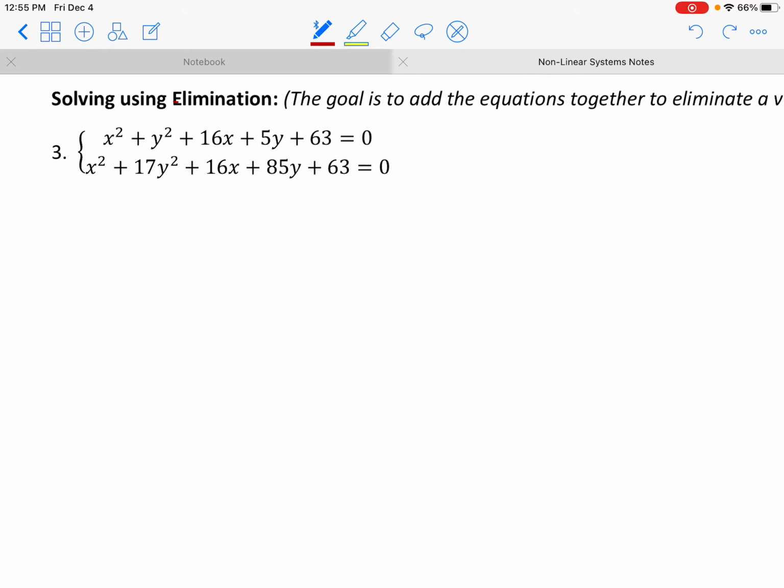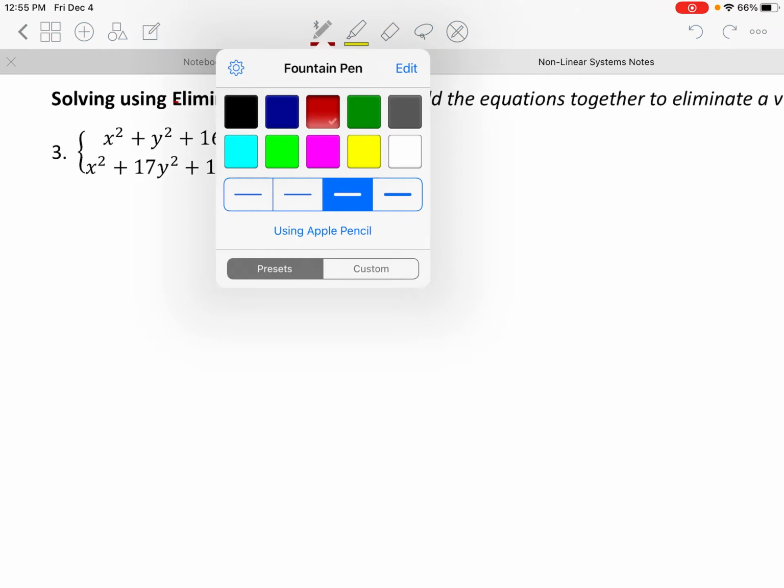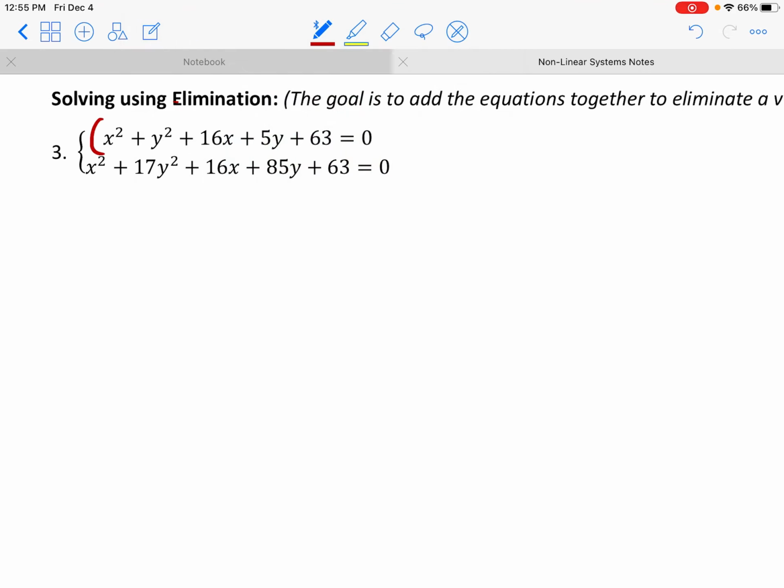Now, it'd be pretty easy to eliminate the x squareds if I multiplied the first equation by a negative, so that's what I'm going to do, or the second equation, it doesn't matter. But I'm going to multiply the first equation by a negative, which will give me a negative x squared, a negative y squared, a negative 16x, a negative 5y, and then a negative 63 equal to, still going to be a 0 there, which is good.